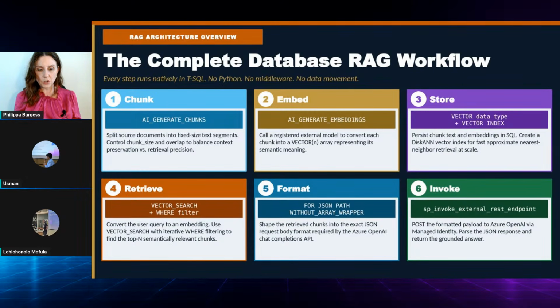And vector search: convert the user query to an embedding. Use vector search with iterative filtering to find the top n semantically relevant chunks, and then format it with FOR JSON PATH with WITHOUT_ARRAY_WRAPPER, shaping the retrieved chunks into the exact JSON request body format required by the Azure OpenAI chat completions API.